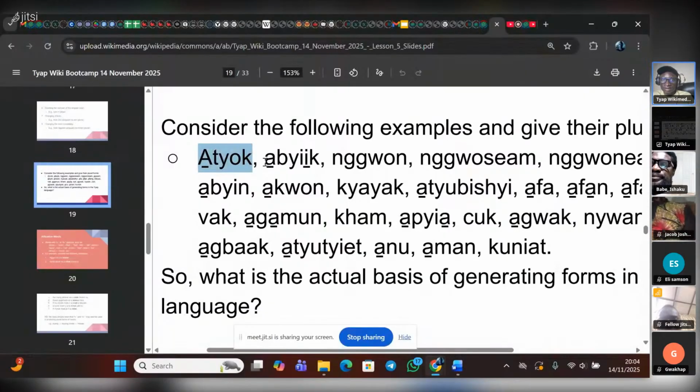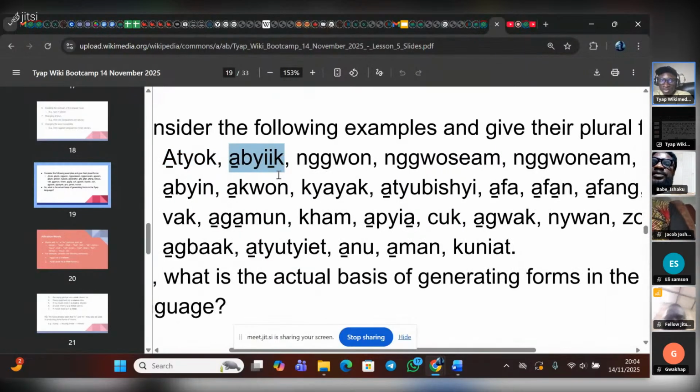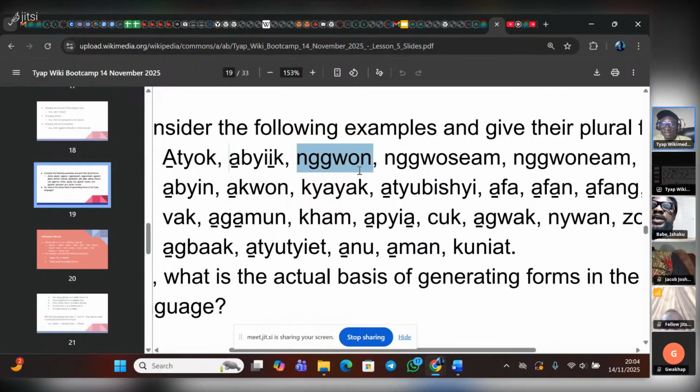The second is Obibu, Eduwu. Then the plural form is Enyugba. Then the third one, Ngwanka. Then the plural form is Mana.